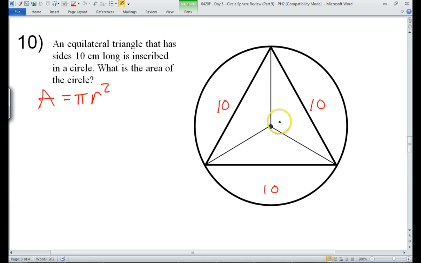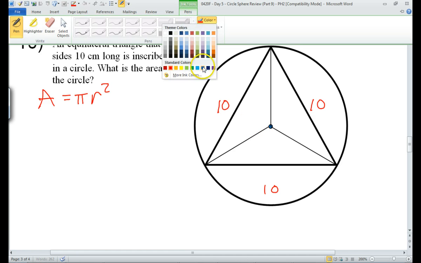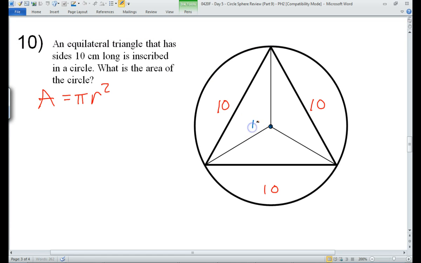Each one of these 3 angles here at the center are 120 degrees. Okay, so this is 120, and this is 120, and this is also 120. I just did 360 divided by 3. That's where the 120s are coming from.